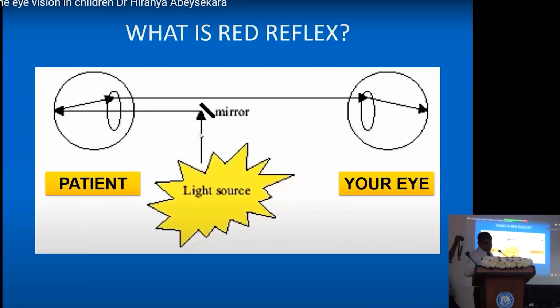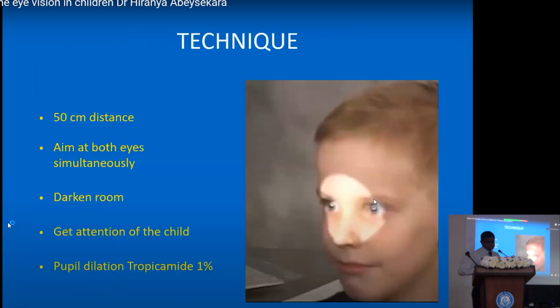Then the light reflects back from the retina, goes through the same ocular media, and goes through the hole in your ophthalmoscope and focuses on your eye, right? So that is the red reflex. So you need a distance between you and the patient to get this, right? So the technique is described here.